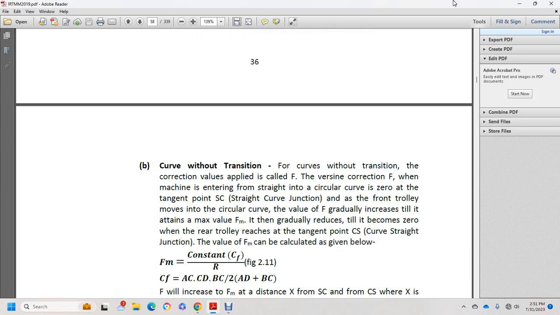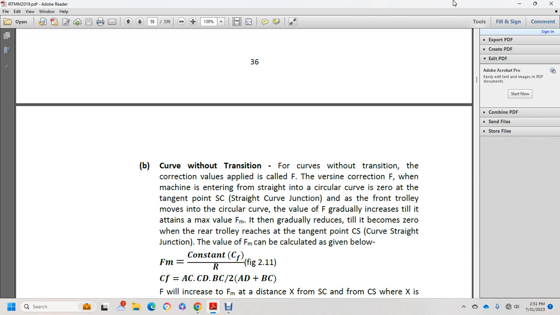Alright, the curve without transition. The curve with the transition correction values applied, with the versine correction F. With the machine entering the curve, the circular curve, at the target point or SC, straight curve junction, the front trolley moves with the circular curve with the value of F that gradually increases until it attains the maximum value FM.